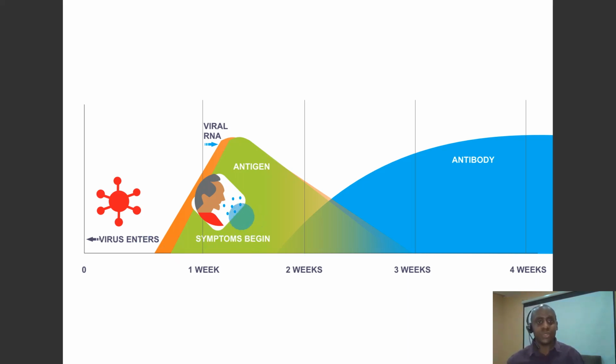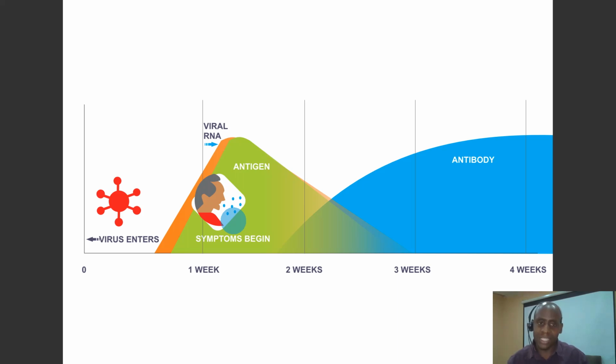So when your symptoms now start to appear, the tests that are going to be positive, as you can see, are both the green graph and also the orange graph, because at the present moment, we have got viral RNA and we've got antigen in your body. So at this moment, these two tests are likely going to give you a positive.